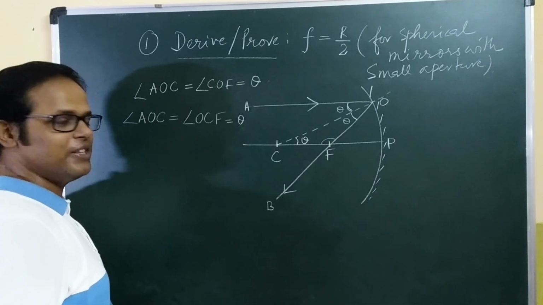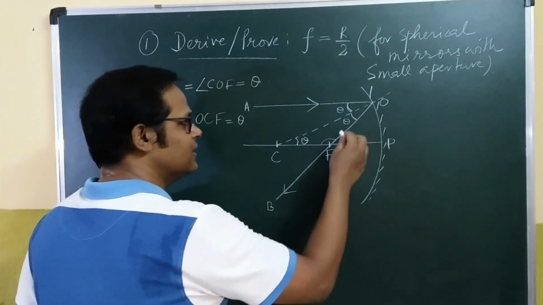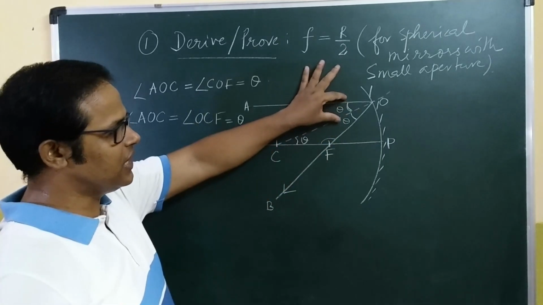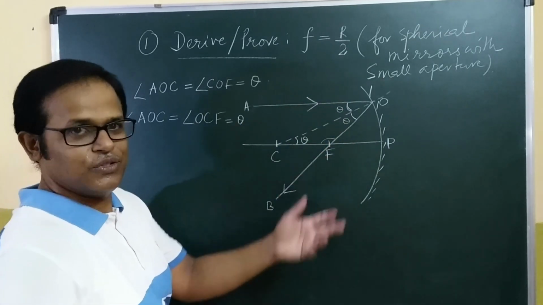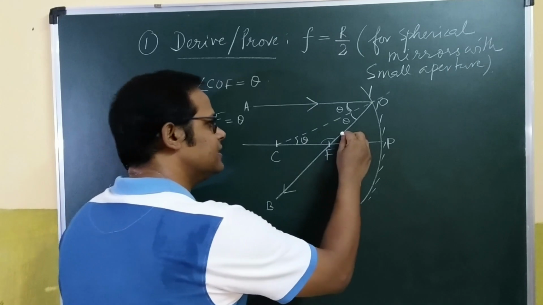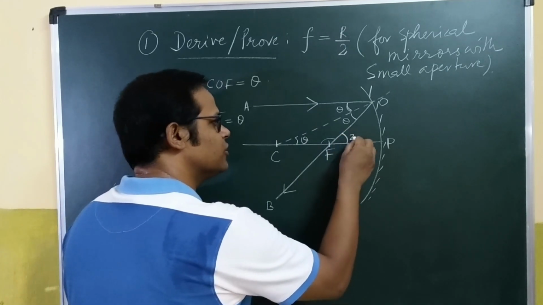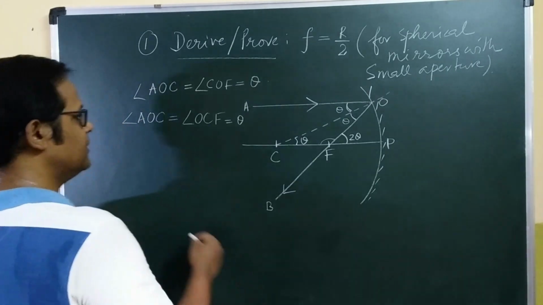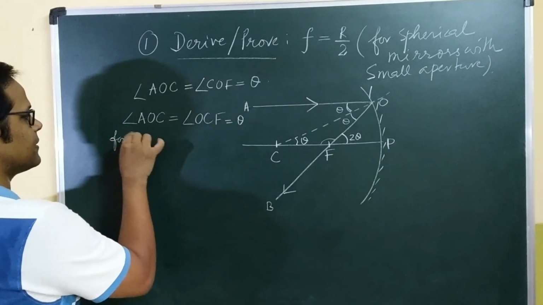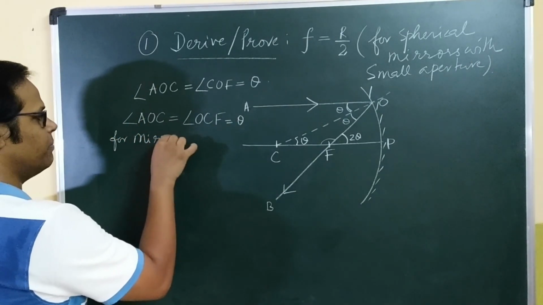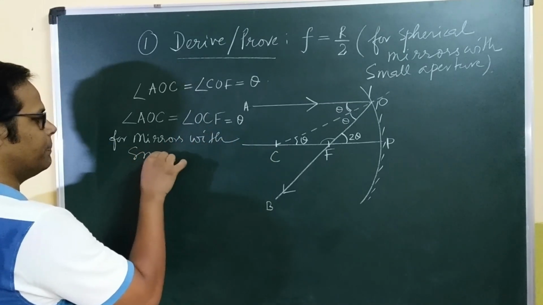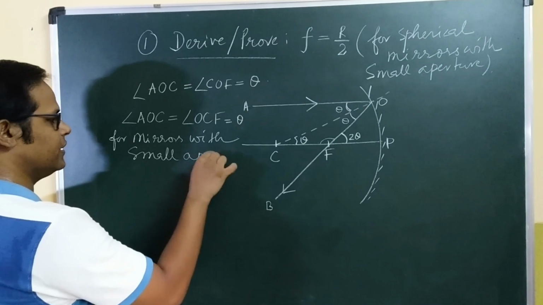Definitely 180 degrees minus 2 theta. So if this entire angle is theta plus theta, which is 2 theta, again this angle you could have found out by any way. This angle, my dear students, will be equal to 2 theta. Alright. So for mirrors with small apertures, we will be doing this.